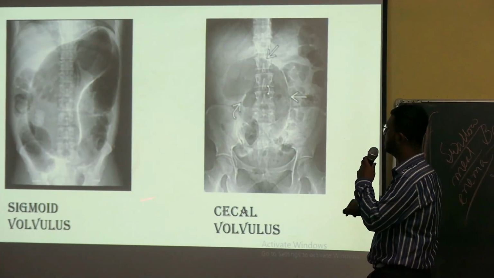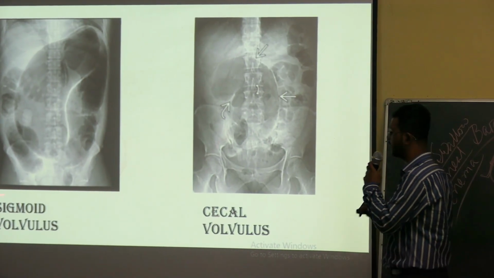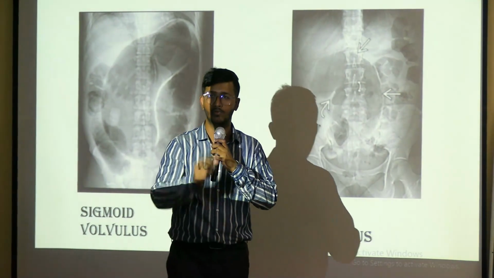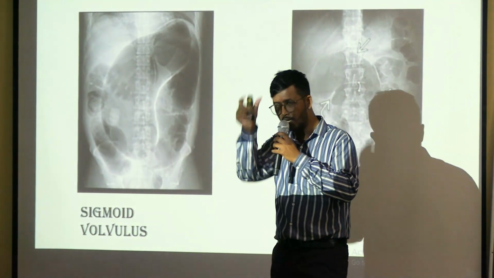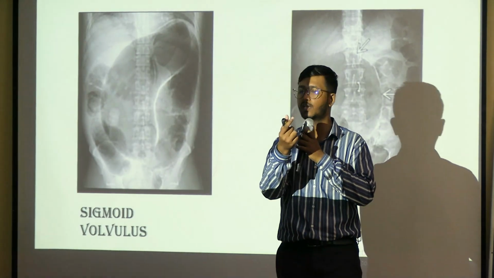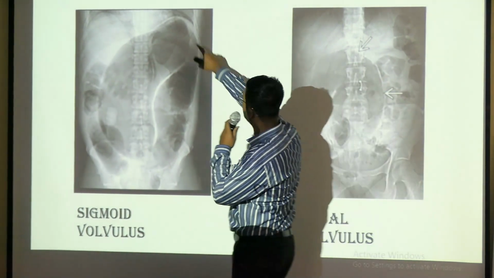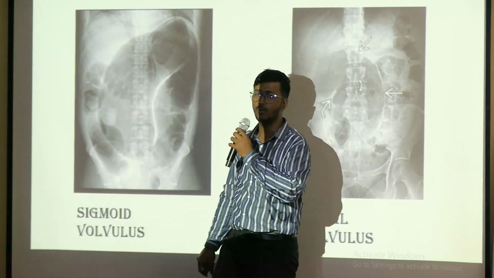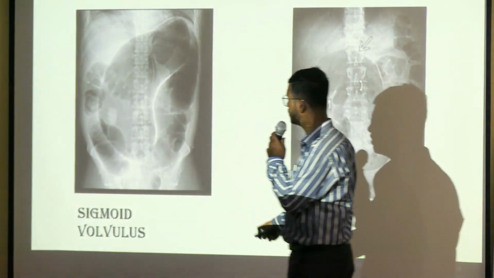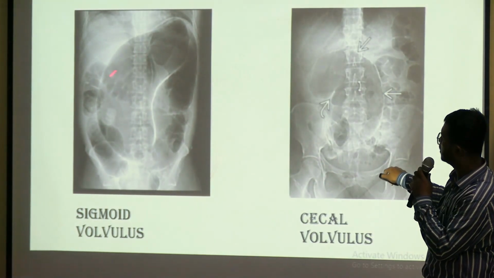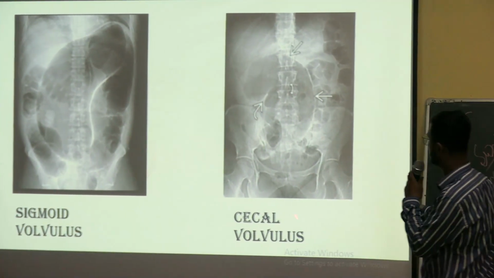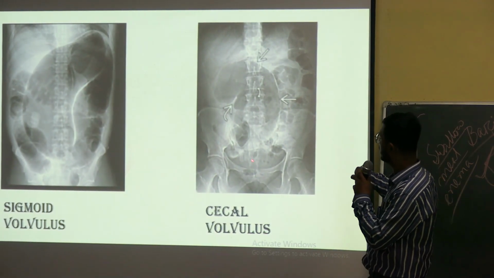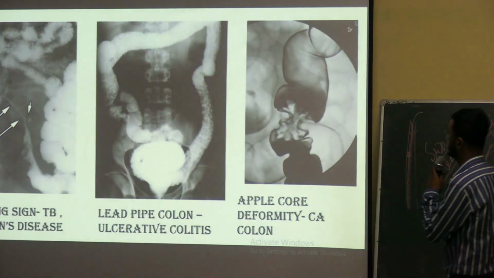This is sigmoid volvulus. This is cecal volvulus. What is volvulus? Volvulus is basically when the intestine rotates around its axis. The intestine has a particular axis, but when it rotates against its axis, it becomes constricted at both ends, and the fecal matter accumulates here, resulting in volvulus. When it occurs in the sigmoid colon, it is known as sigmoid volvulus. It is in the shape of a coffee bean. When it occurs in the cecum area, it is a clockwise rotated shape. It is known as cecal volvulus.